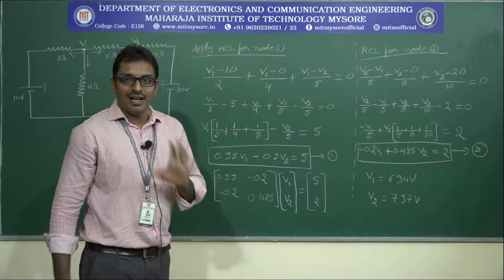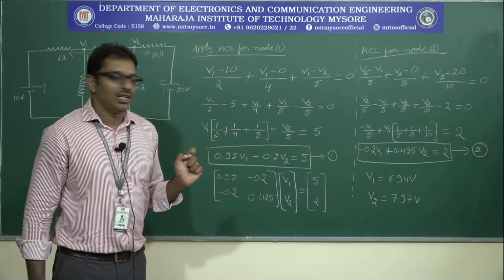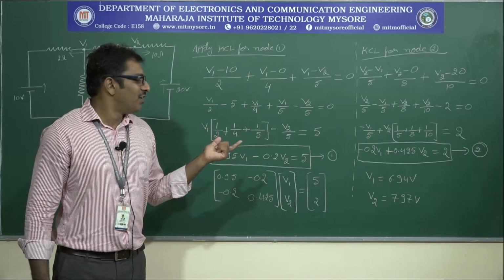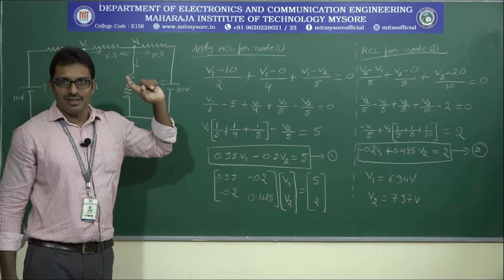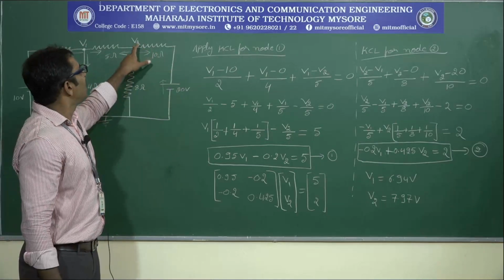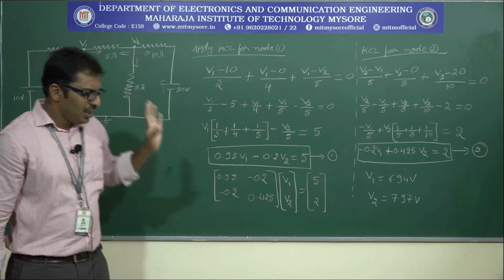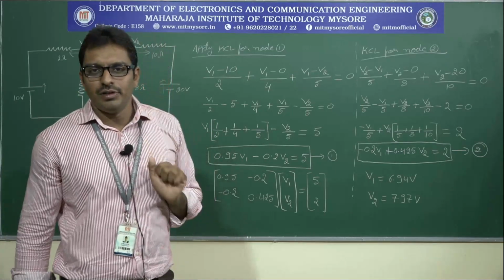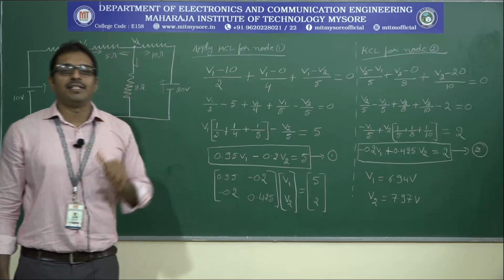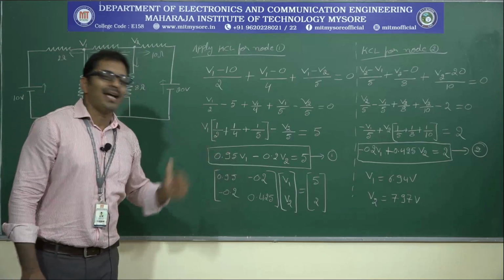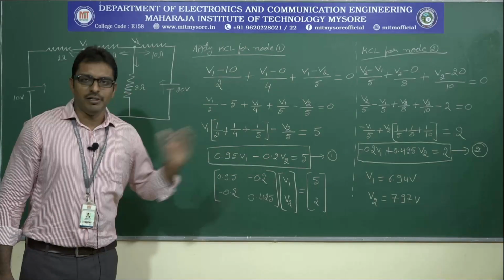Now we can clearly say which one is higher potential and which one is the lower potential. V2 is greater than V1, so the current flows from V2 to V1. The final conclusion is V2 is higher potential compared to V1, that is why current is flowing from V2 to V1. Of course, we applied KCL equations, simplified the KCL equation, wrote it in matrix form, and we solved both the equations. Finally, we got V1 and V2.